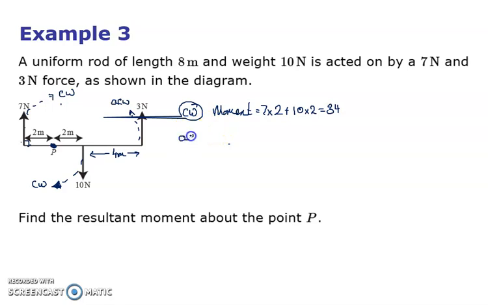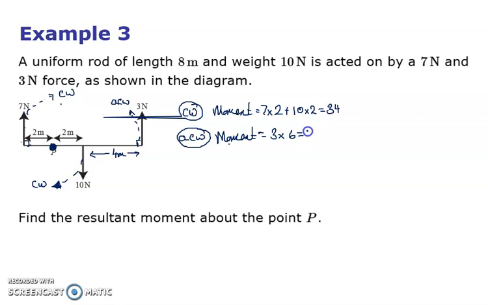What about anti-clockwise? Well, we've only got one of those, and it's from P. So you need to get the distance, and you need to get the force. Well, the force is easy. It says 3 newtons. And the distance is 2 and 4, which is 6. Notice I'm taking the distance of the force at right angles to P. And that's 6 meters away.